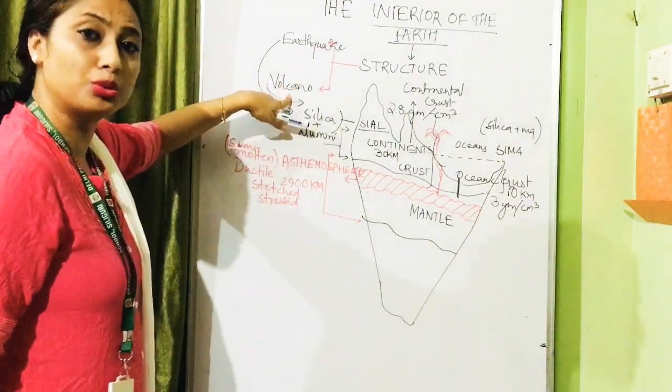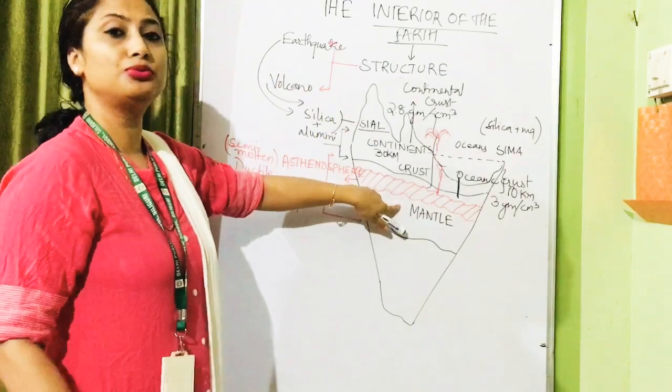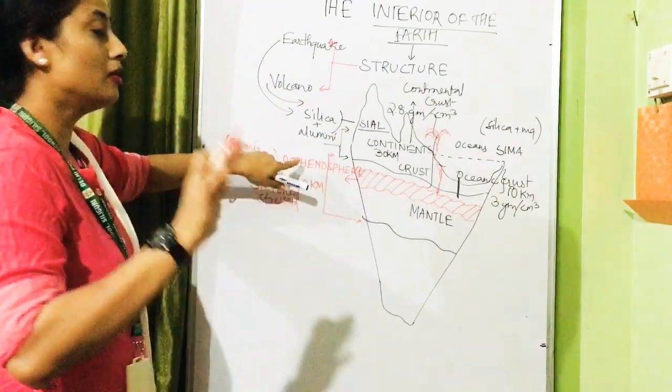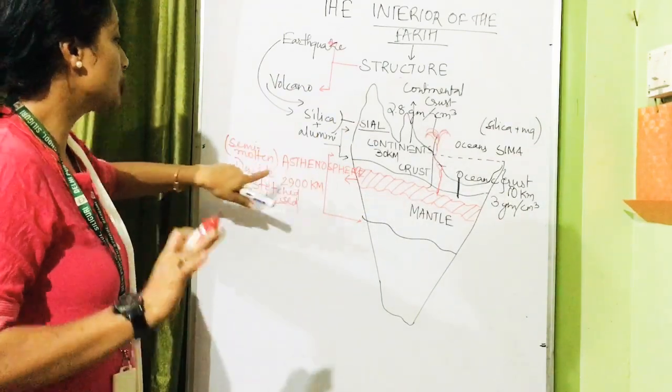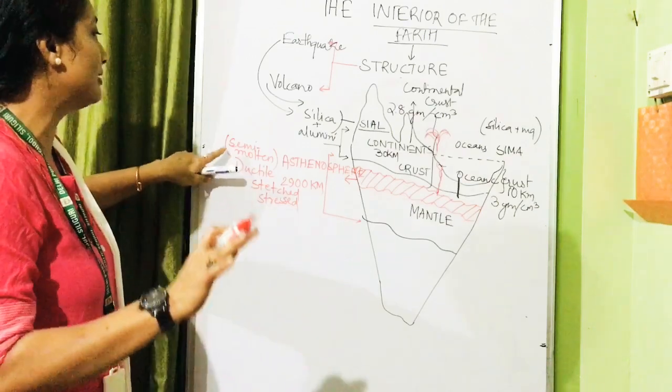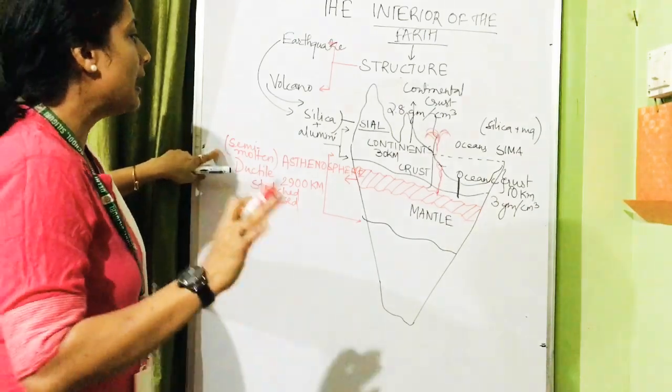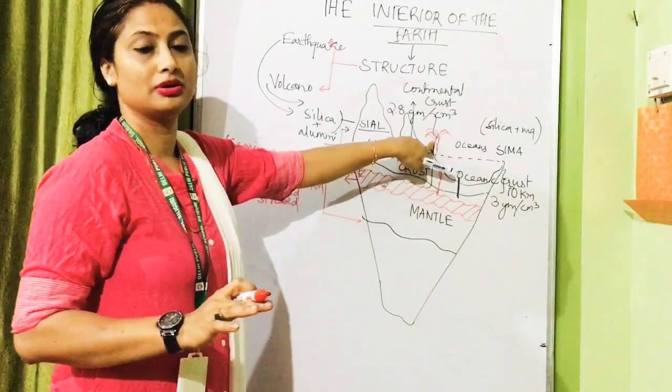And because of this volcanic eruption, we come to know that there is one layer below the crust which is not solid in nature, rather it is semi-molten in nature, and this comes out during eruption.